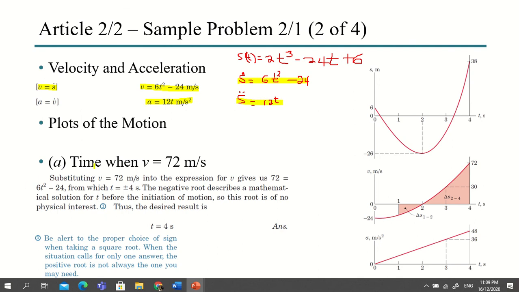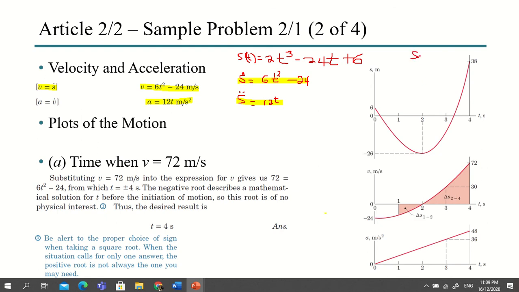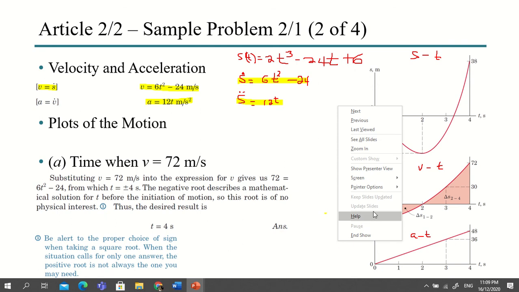Now the plot of the motion. This is the plot of the motion. If you graph these functions, it will give us something like this. This is the s-t curve, this is our v-t curve, and this is our a-t curve, the acceleration-time curve.